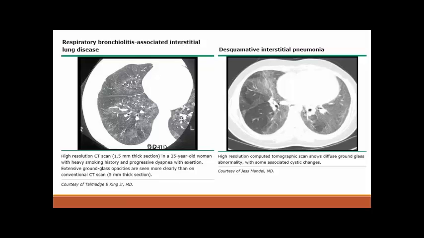This is a high-resolution CT scan for 2 types of patients, one with RB-ILD as well as DIP. In the RB-ILD, we can tell that there is a mosaic pattern with ground glass opacity. However, once the disease advances and DIP is considered to be an extension of the RB-ILD, we can see more severe changes such as cystic changes.